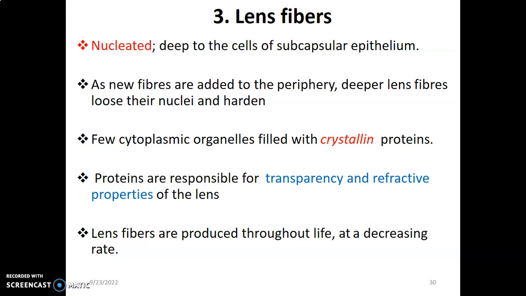Then they move to the equator and form the lens fibers. Again, the lens capsule, mitotically dividing cells in the subcapsular epithelium, then you have your lens fibers. And that's a cataract to show you where you have a cloudy lens. So next, we discuss the retina.